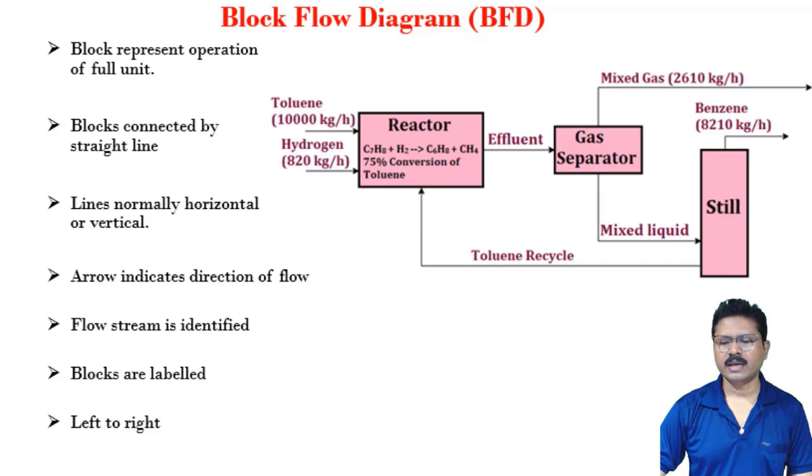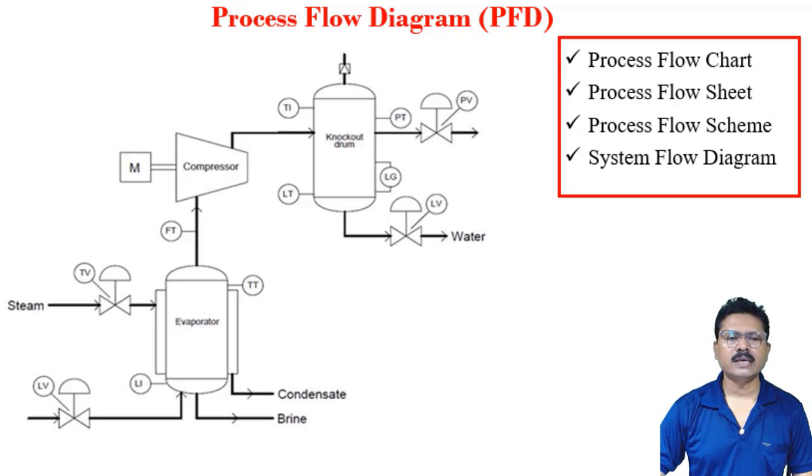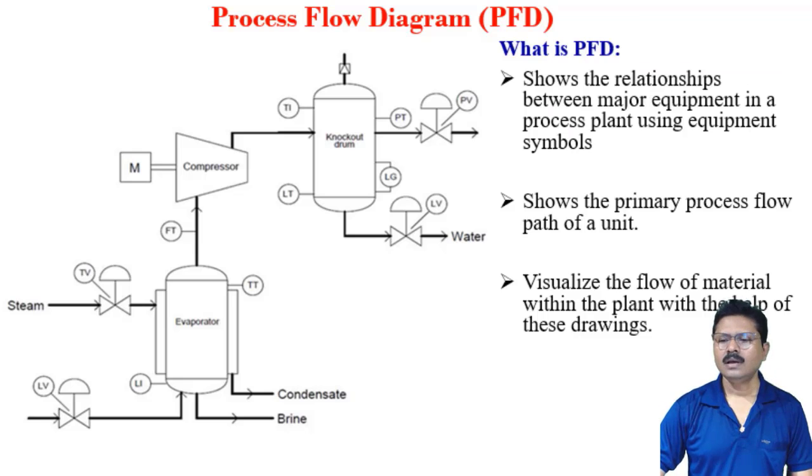Next, process flow diagram. Process flow diagram is also known as process flow chart, process flow sheet, process flow scheme, system flow diagram. Process flow diagram is the best document to develop the more complex P&I diagram. What is PFD or process flow diagram? Process flow diagram is a simple drawing that shows the relationship between major components in a process plant using equipment symbols and shows the primary process flow path of a unit. We can visualize the flow of material within the plant with the help of those drawings.